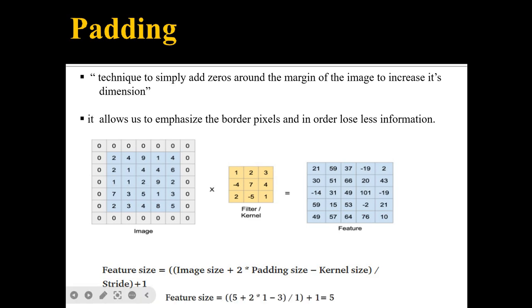Okay, so here the feature size is equal to image size, which is 5, plus 2 into padding size, which is 1, then minus 3. Kernel size is 3, 3 cross 3, 3 rows, 3 columns. Then divided by the stride. Here we are considering the stride to be 1, plus 1. So we'll get 5. So the size of the feature is nothing but 5. Okay, so this is nothing but the padding. So here, after padding, the size of the image has become 7 cross 7. Fine.